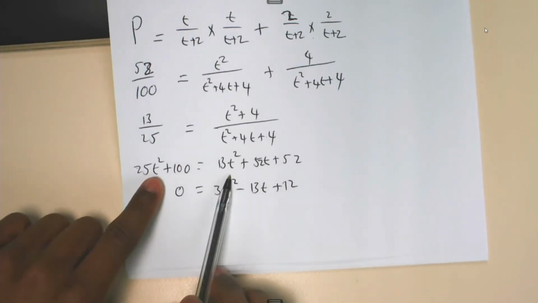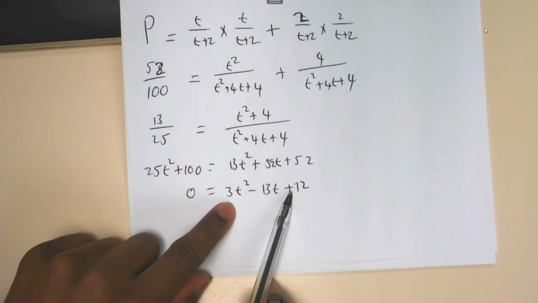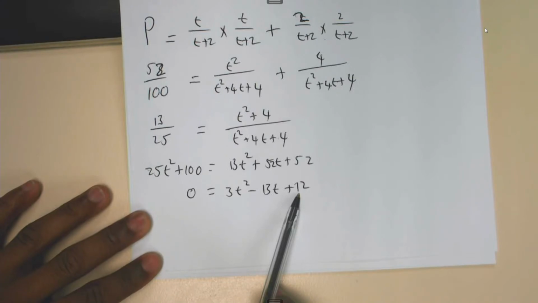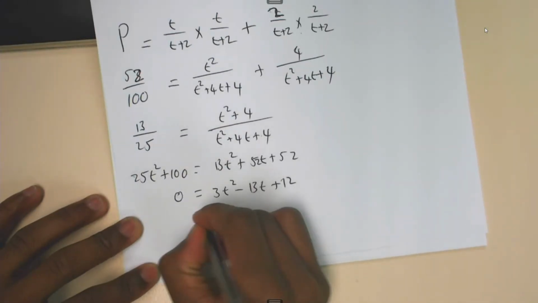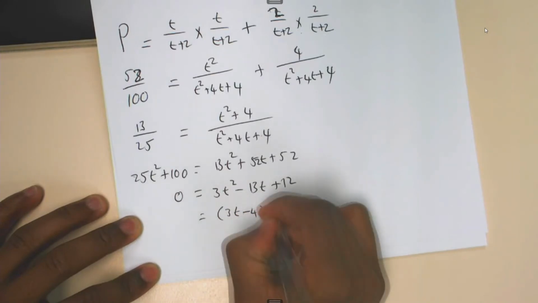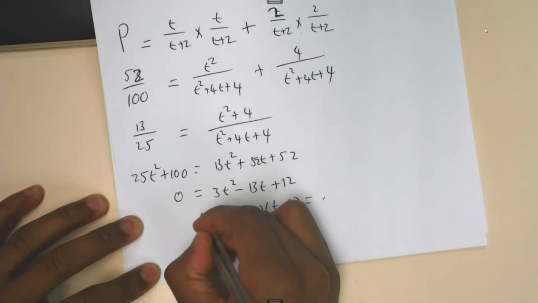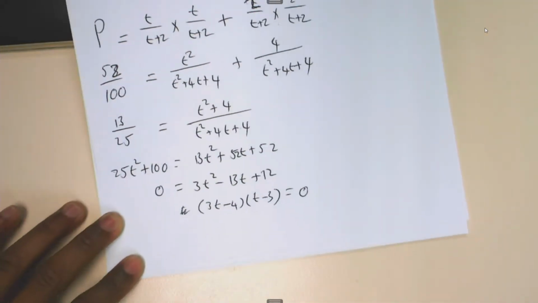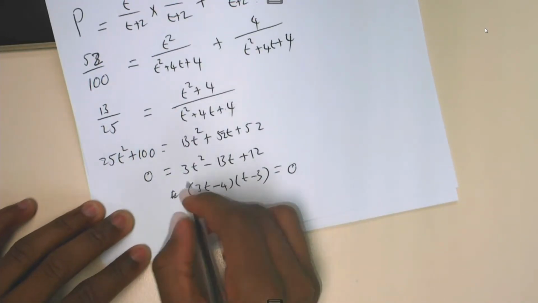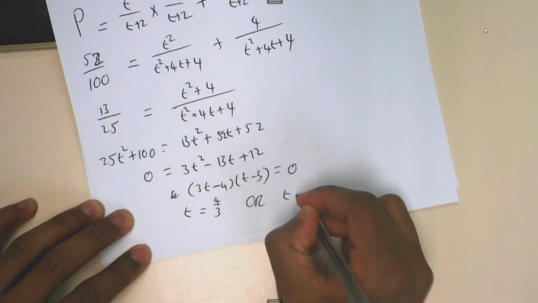After simplification, standard form, and taking out the common factor, you'll be left with this quadratic equation in standard form. All you need to do is find the factors of this expression. So we'll have 3t minus 4 and then t minus 3. We have already equated it to 0, and then all you need to do is solve for t by applying the zero factor rule. So here t will be equal to 4 over 3, or t will be equal to 3.